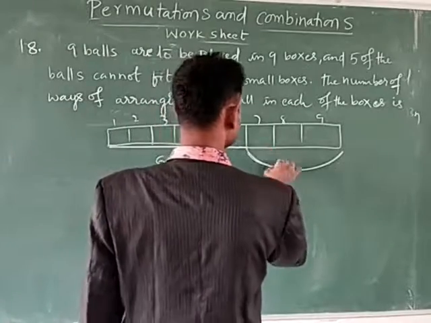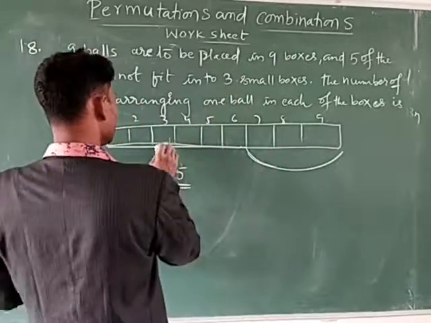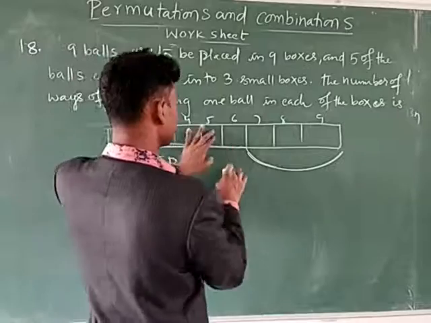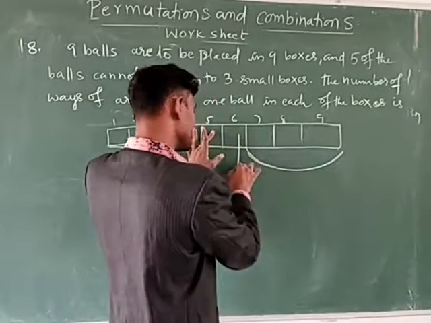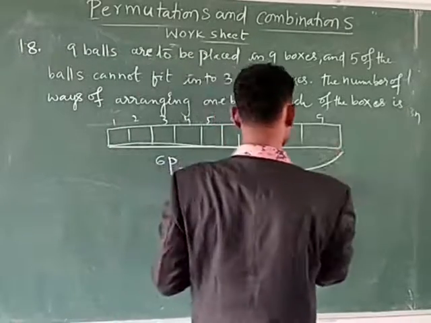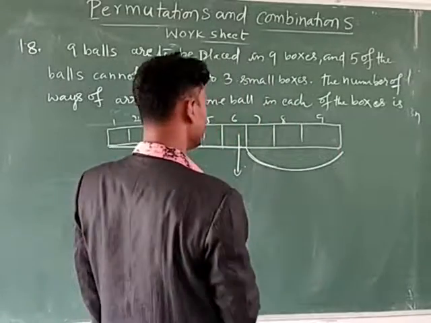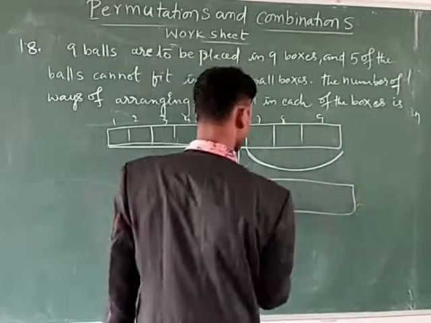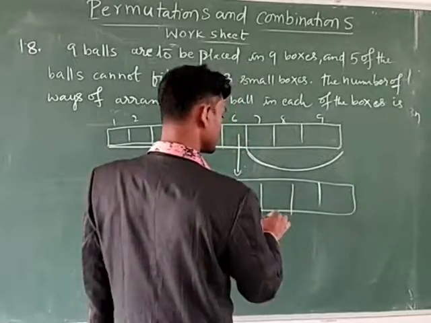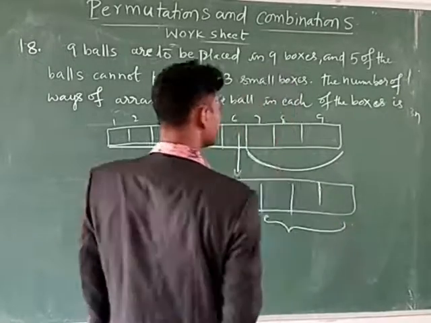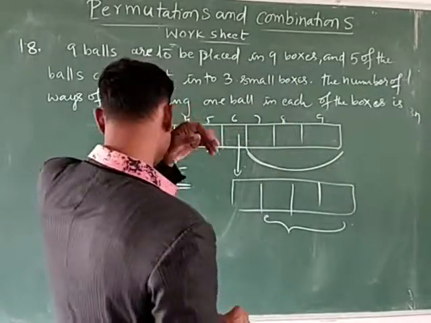In this set, 4 here: 1, 2, 3, 4, 5. 5 we can fix. Here also 1 box is empty and the remaining 3 boxes are empty. Total 4 boxes are there. In these 4 boxes, these 3 are small.